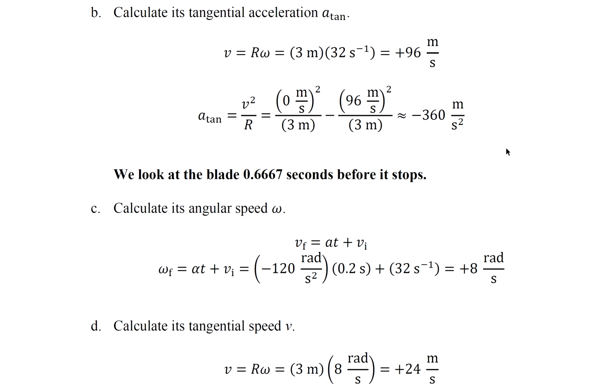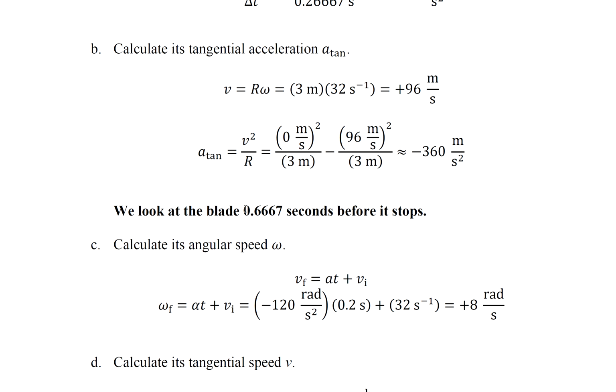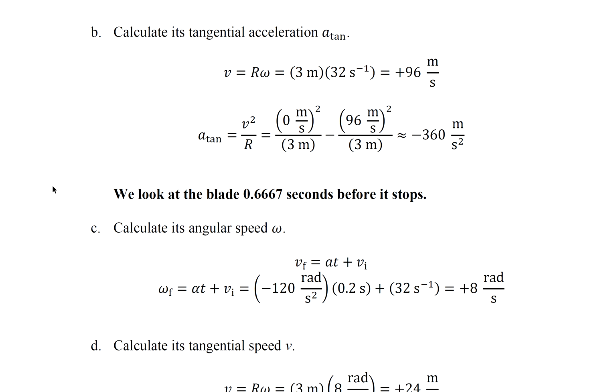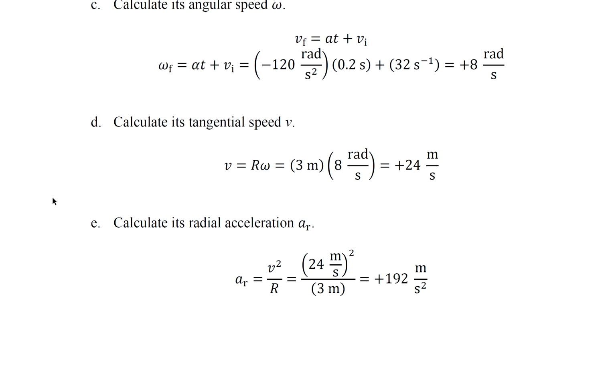So if it stops in 0.26667 seconds, 0.6667 seconds before it stops, that means it's already been rotating for 0.2 seconds. Part B, calculate its tangential speed V. V equals R omega.